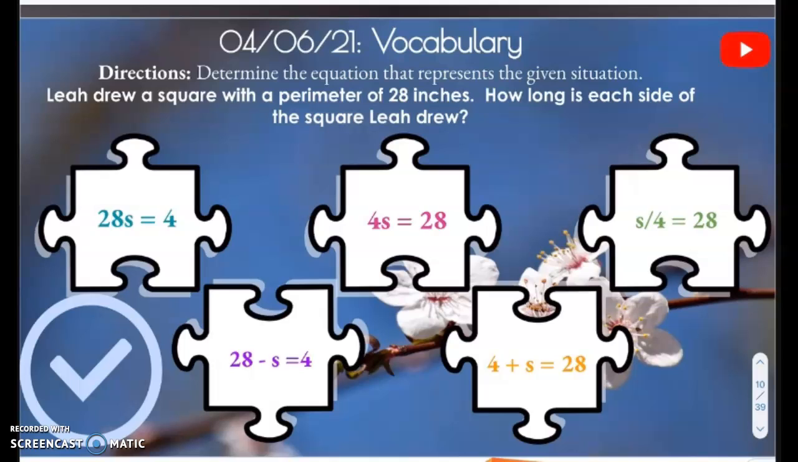All right, our vocabulary. So we're going to determine the equation that represents the given situation. It says Leah drew a square with a perimeter of 28 inches. How long is each side of the square that Leah drew?